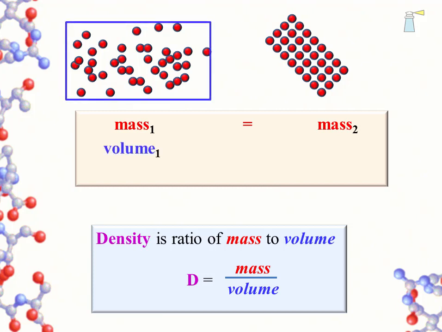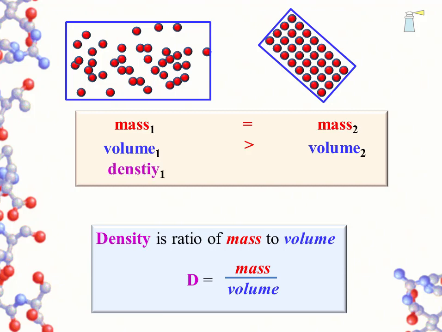Note the subscript designations 1 and 2. We can draw a box that contains all the spheres on the left-hand side. We will call the volume of that box volume 1. We can do the same thing to the collection on the right and call that volume volume 2. Volume 1 is greater than volume 2. It takes a bigger box to contain the less compact collection of spheres.